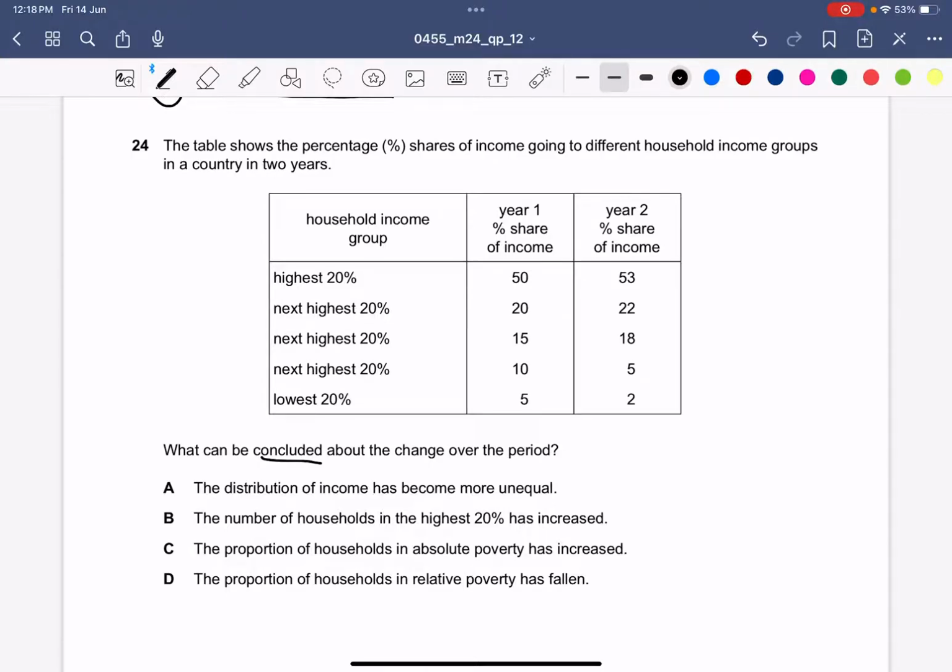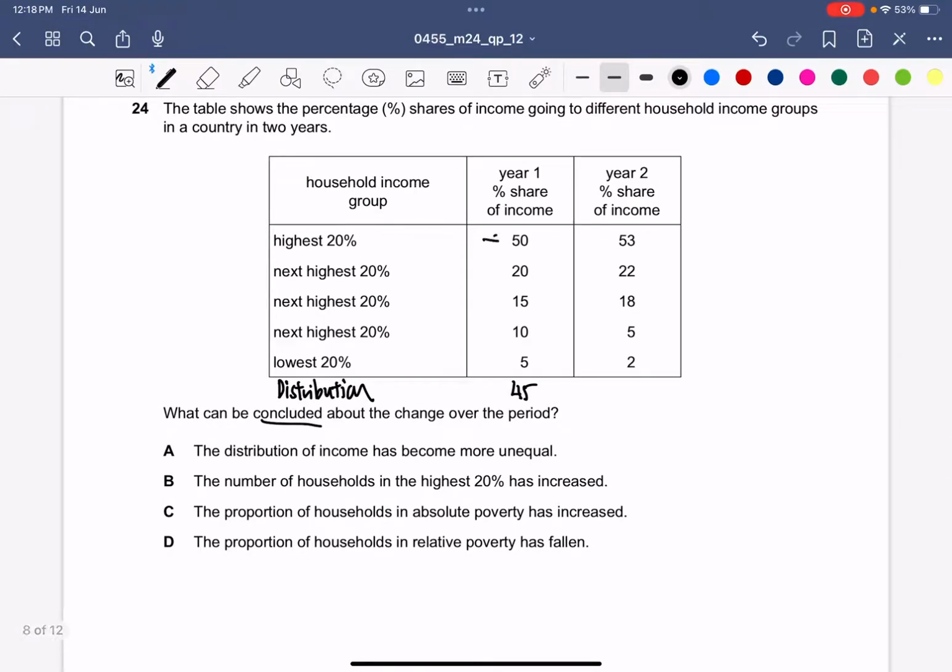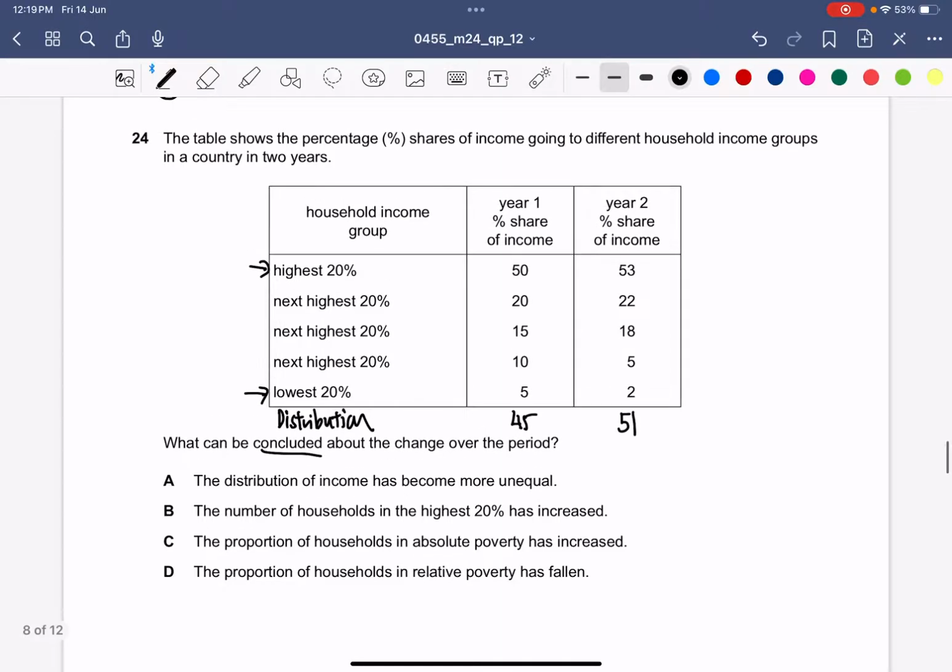So the first year, you use this one minus this one, 45%. And year 2 is using this one minus this one, 51. Yes, we see that the income distribution has become even worse because the income gap has widened. So this can be an answer.